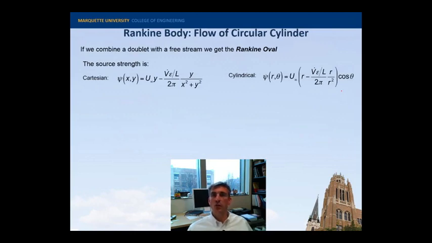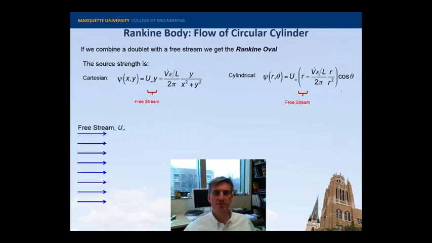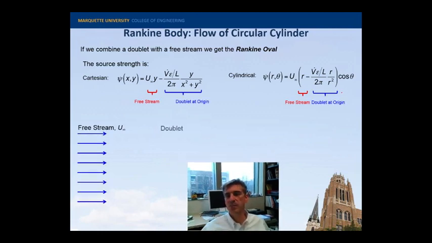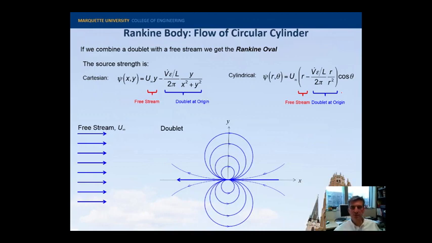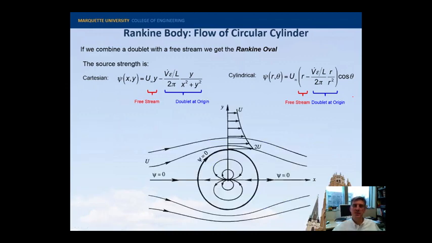So in order to get flow over a circular cylinder, we superimpose the free stream over the dipole. And here it is mathematically in both Cartesian and cylindrical coordinates. Here's our free stream, and then this is our dipole at the origin. Here's an image of both of them together. And when we look close to the body, this is what we see. The dipole is still at the origin, and the free stream has come in and met the dipole and forms this closed circle. So this is our circular cylinder.